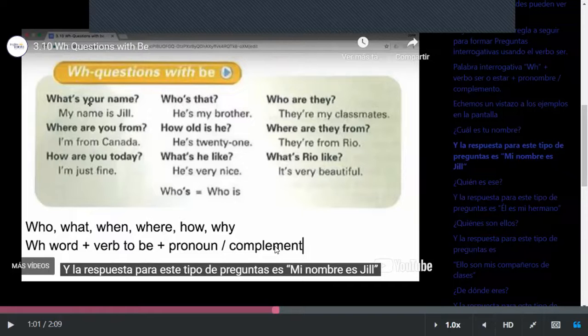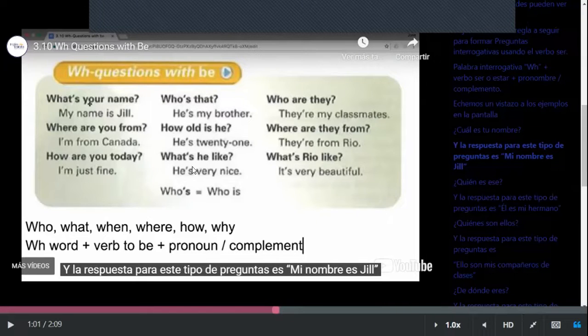Thank you. Okay. A ver, usando where are you from? How are you today, right? Who, for a person, verb to be, for plural, right? And how old, asking about ages. A ver, hay una acá especial, esta.